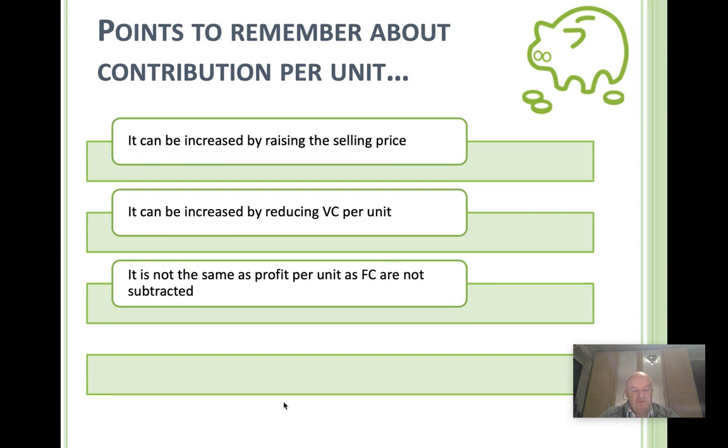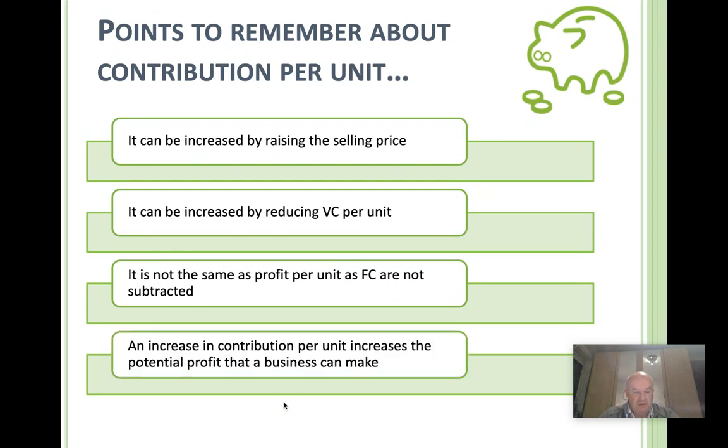It's not the same as profit per unit because when we calculate contribution per unit, we haven't considered fixed costs. We haven't considered all costs, and so it's not the same as profit. And clearly, if we can increase the contribution per unit, that increases the potential profit that a business can make, provided it can sell the number that it needs to sell to break even and then go on to make profit.